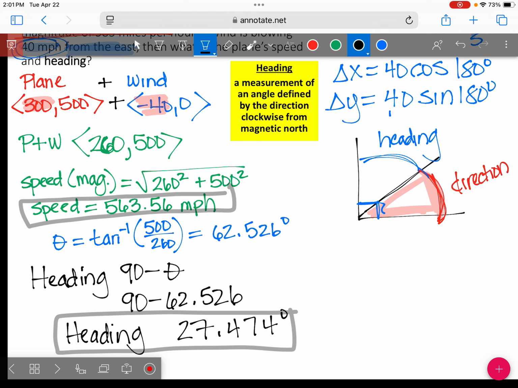So the main thing is we have to figure out what my two forces are that are acting together or acting against each other. Figure out your vector and then use that to find the magnitude and the direction.